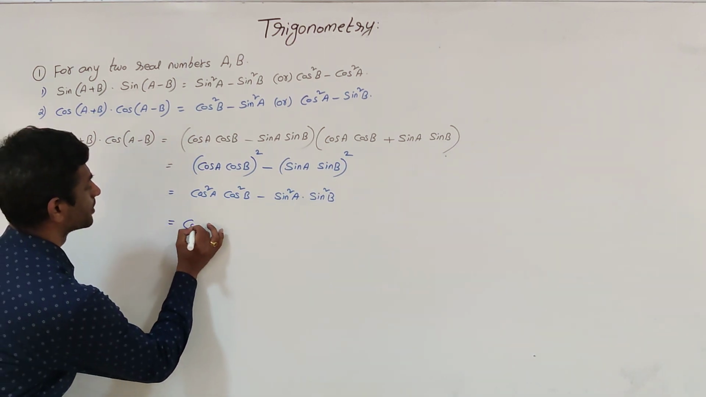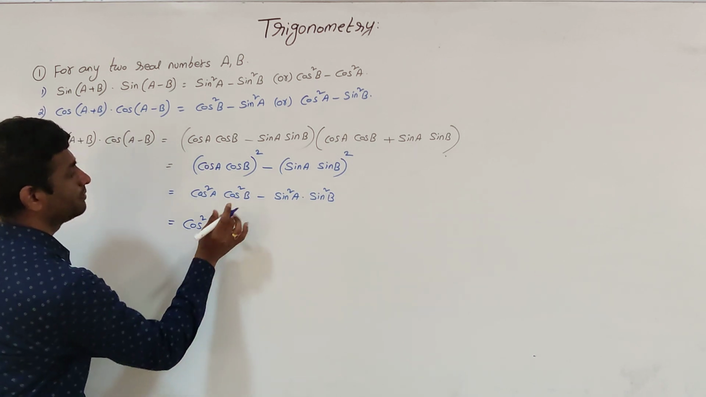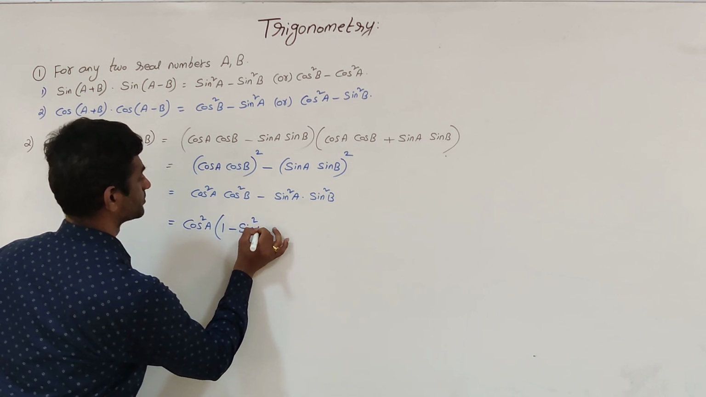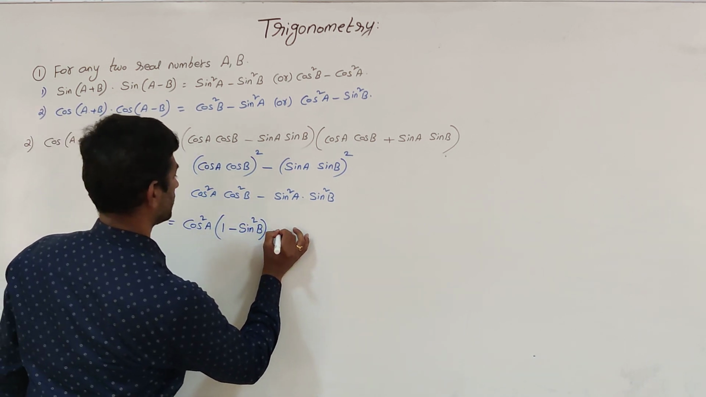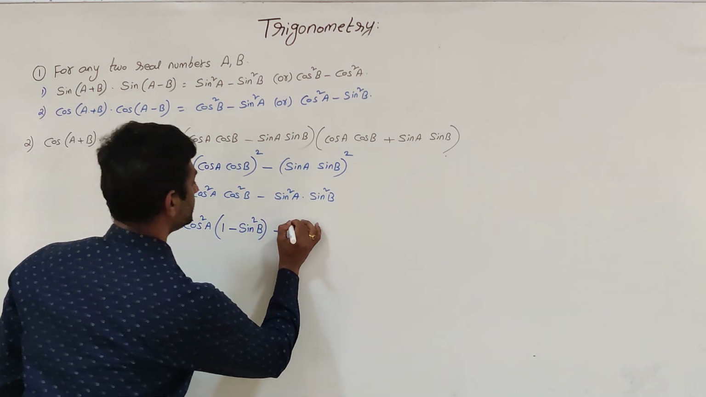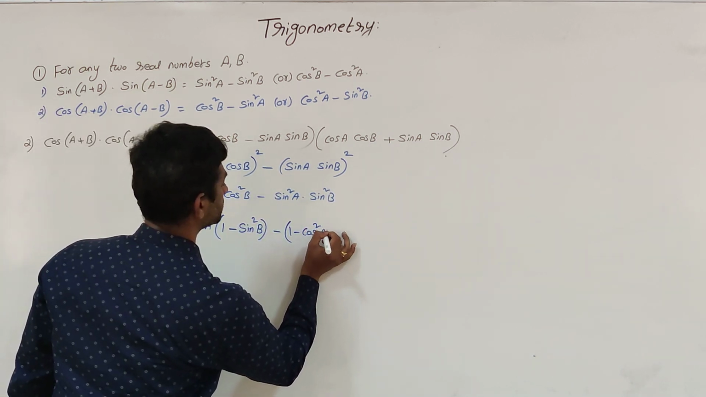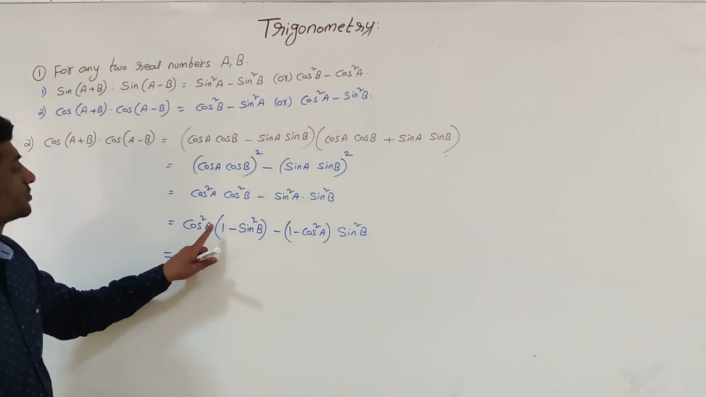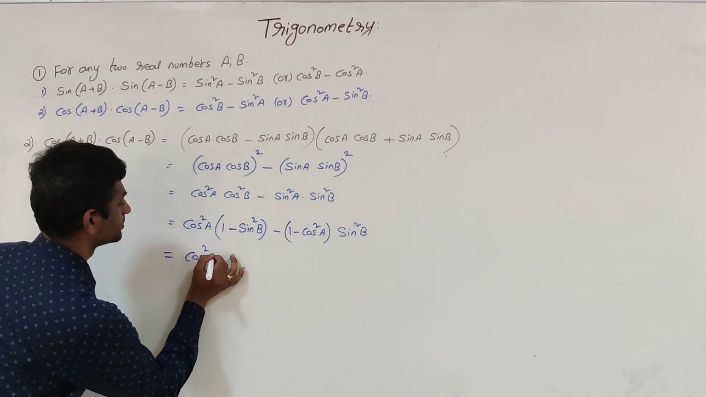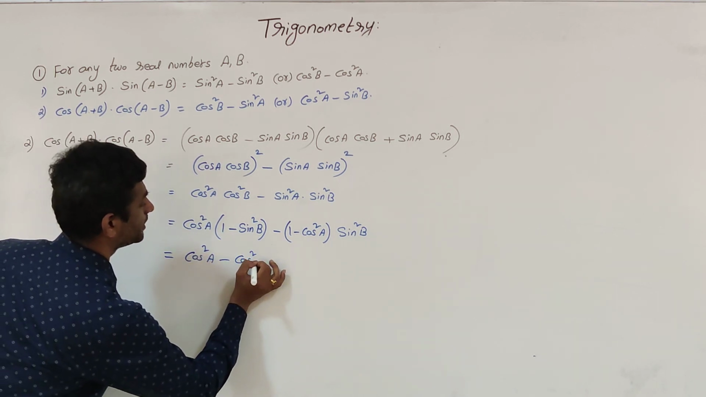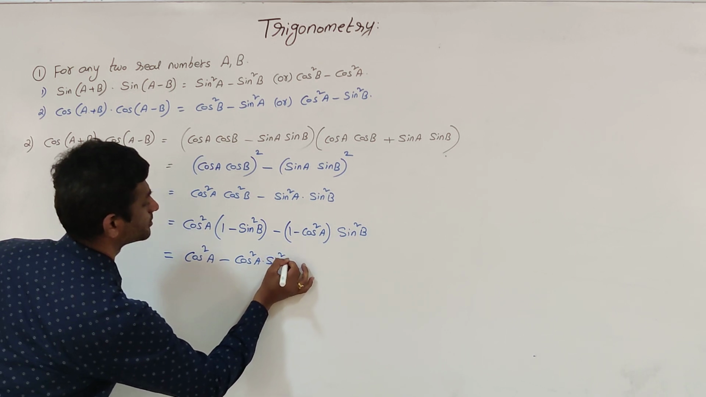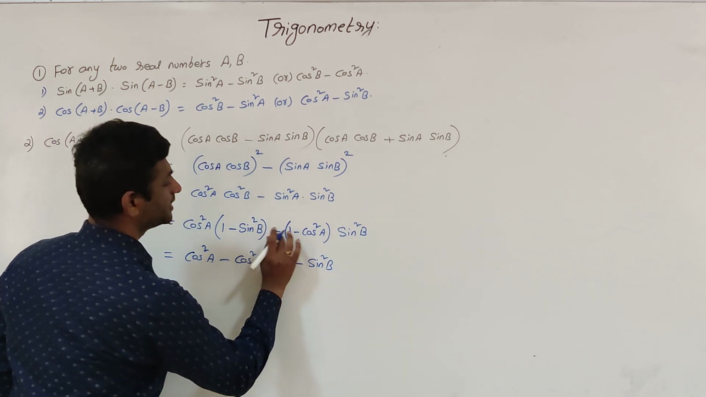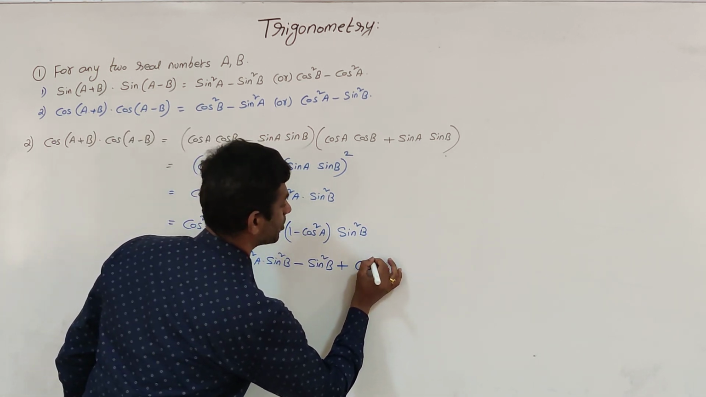That is cos square A into cos square B, meaning 1 minus sin square B, minus sin square A, meaning 1 minus cos square A into sin square B. Now if you simplify, cos square A into 1 is cos square A, minus cos square A into sin square B, plus into minus sin square B. Minus into minus becomes plus. It will be cos square A into sin square B.